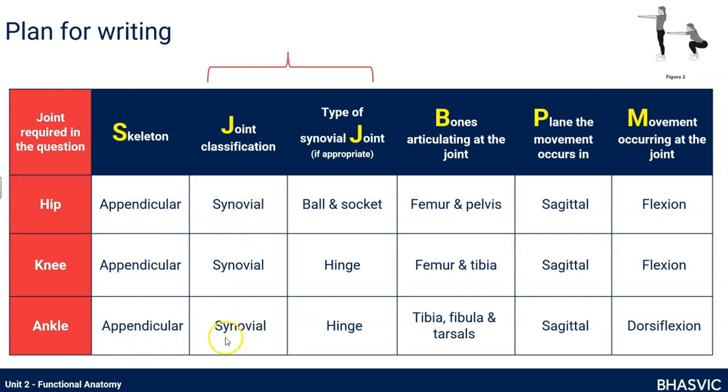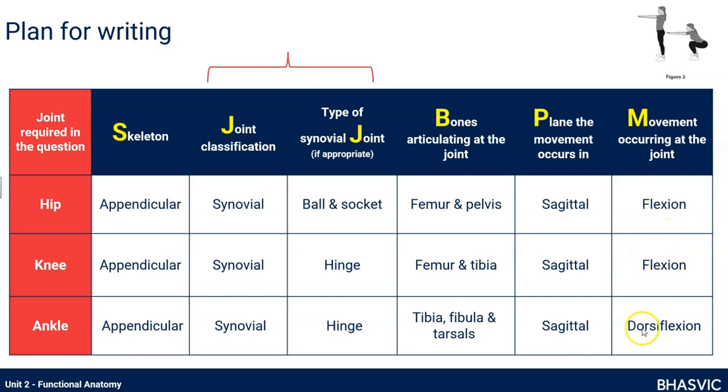They're actually all synovial joints. One's a ball and socket joint, the hip, the other two are hinge joints, and then I've put the articulating bones. And I've put the planes of movement. Actually, they're all in the sagittal plane because the movements are all in the same plane.